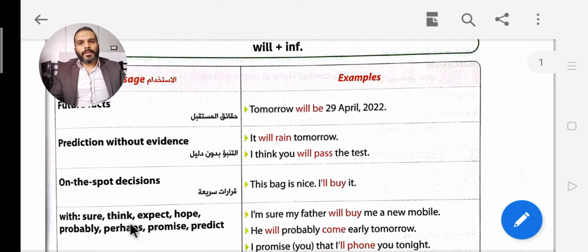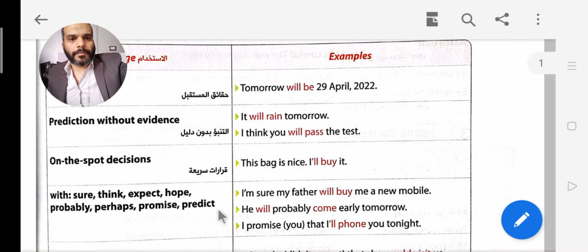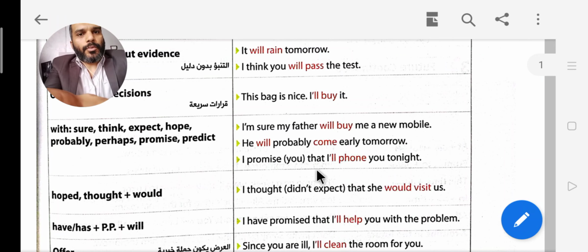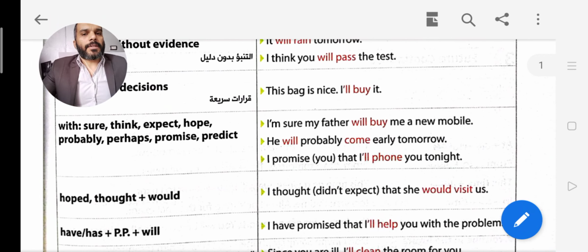We use will after or with these expressions: sure, think, expect, hope, probably, perhaps, promise, predict. For example, I'm sure my father will buy me a new mobile. He will probably come early tomorrow. I promise you that I will phone you tonight. So we use will after these expressions: sure, think, expect, etc.